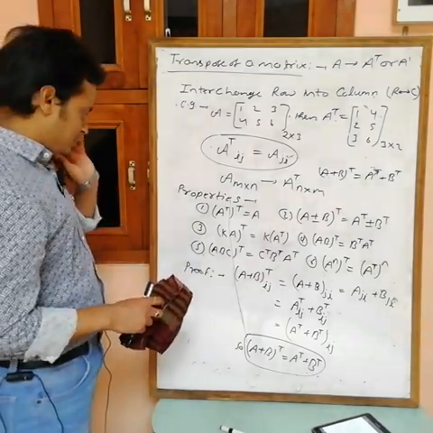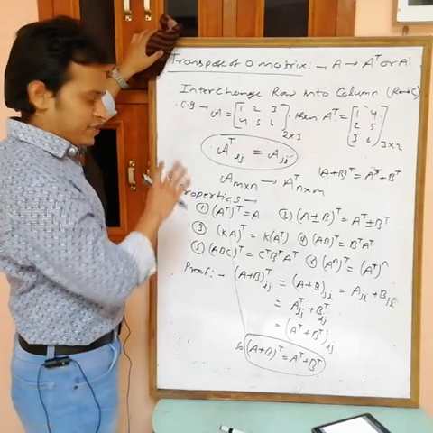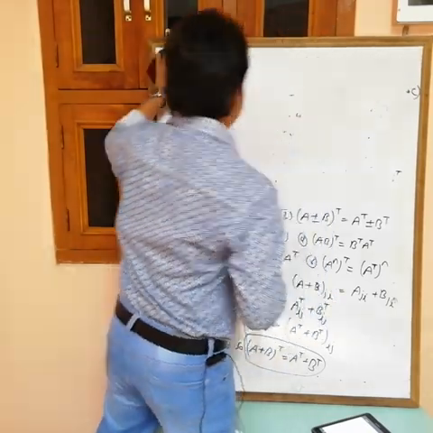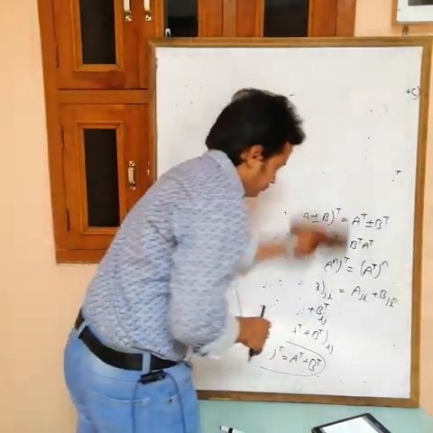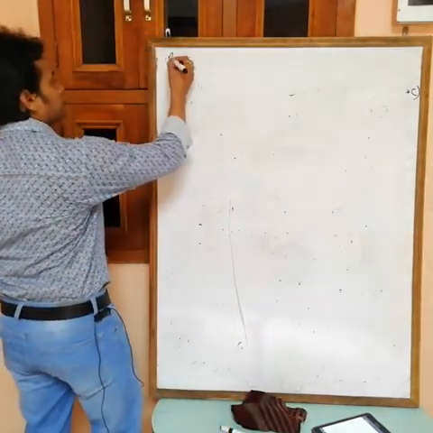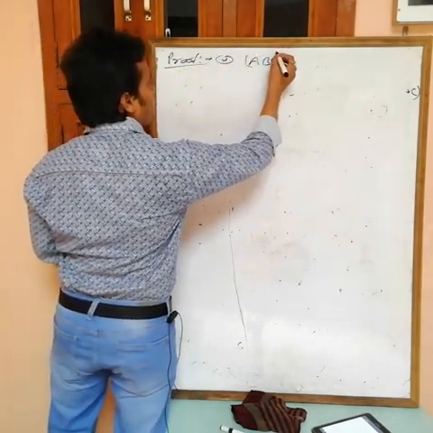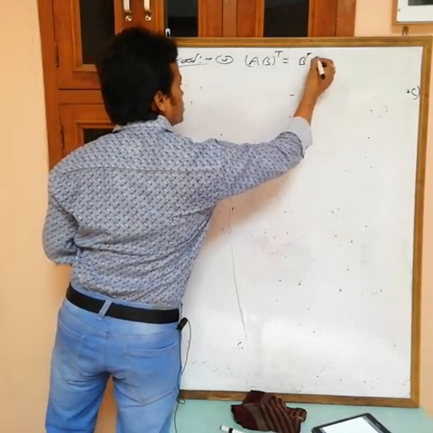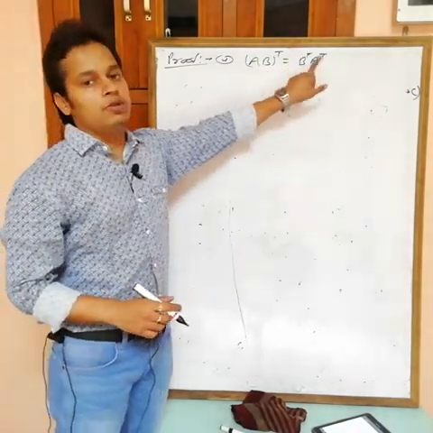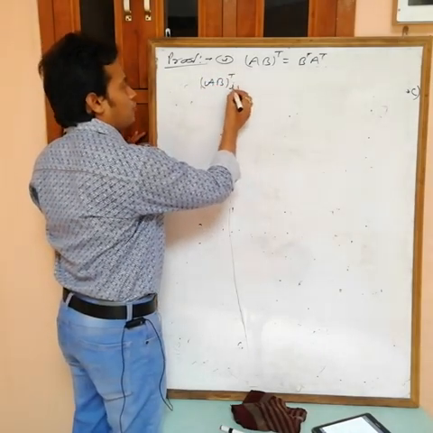Now if you want any other, I am doing the fourth one. For the fourth one, we have to prove that (A into B) transpose is equal to B transpose into A transpose. To prove this, I will prove that the ijth element of this one is equal to the ijth element of this one. So first I am taking the ijth element of (A into B) transpose.